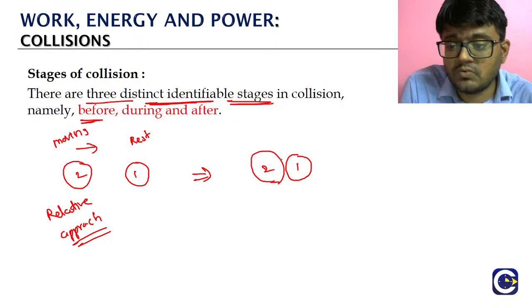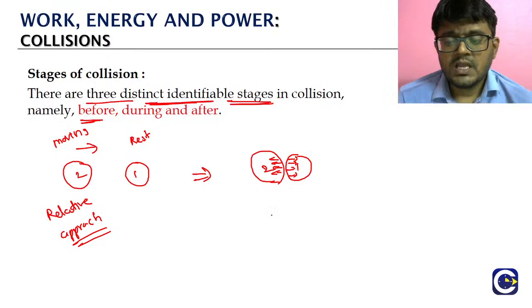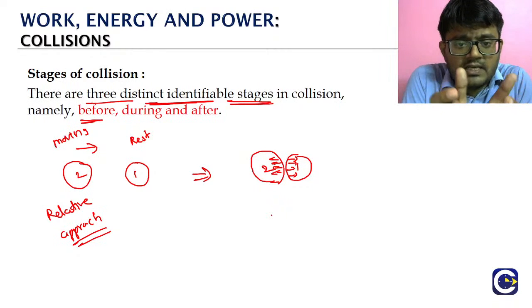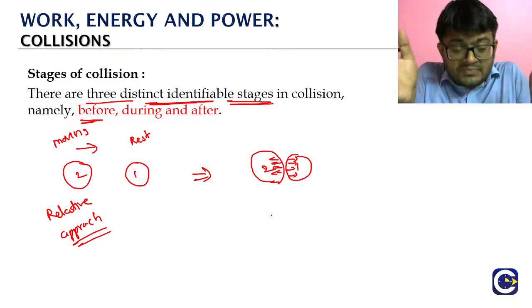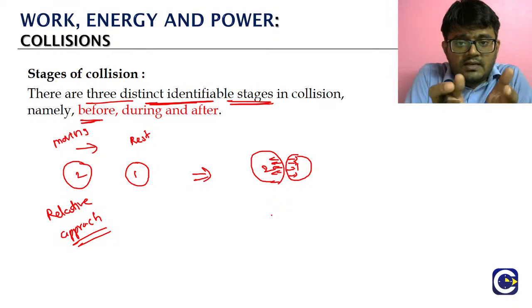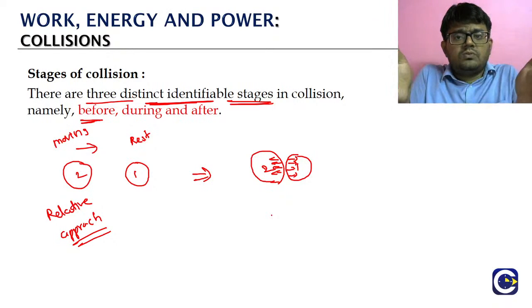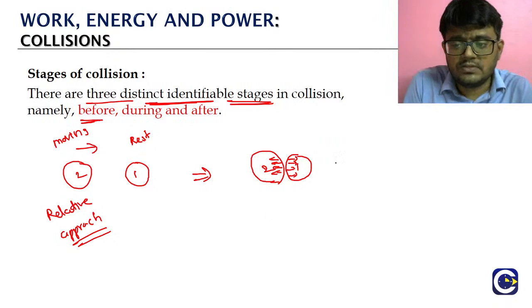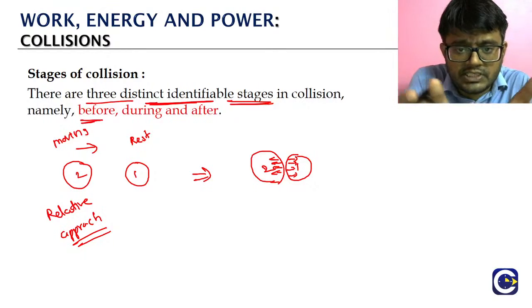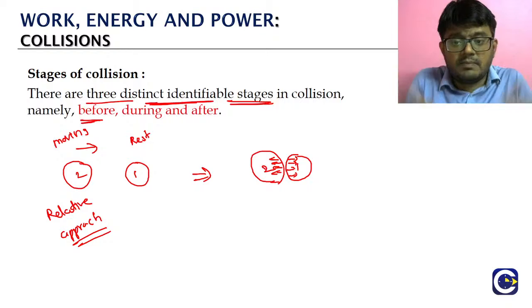So we'll see that the objects both start getting deformed because of the molecular level compression. And the way a spring is compressed and then expands back, similarly here the molecular space is compressed, and then they try to come back to the original state. So during this time duration, the molecular space is getting compressed and then coming back.